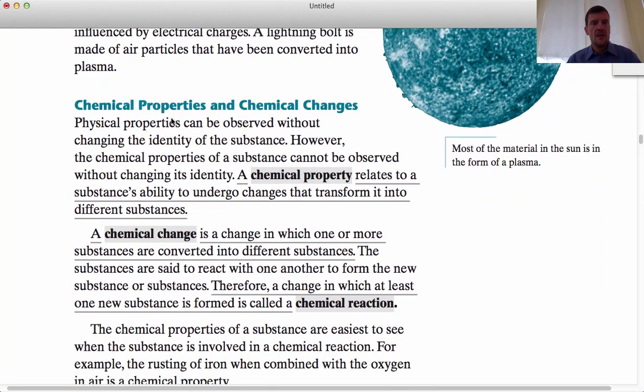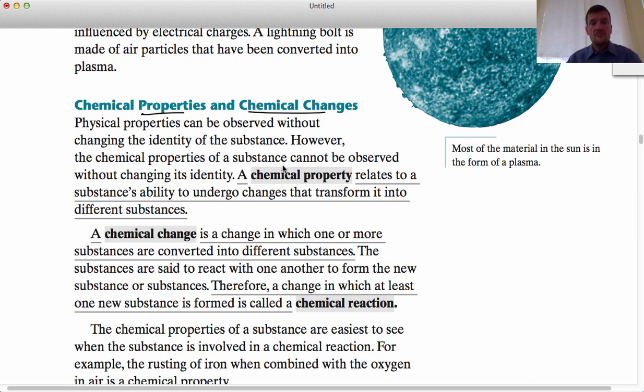All right, chemical properties and chemical changes. So we just talked about physical properties and physical changes. Also, matter can go through chemical changes, and that is then testing their chemical properties. Every element is going to have specific chemical properties. Every compound is going to have specific chemical properties. They're going to react in a very specific way because of those properties.